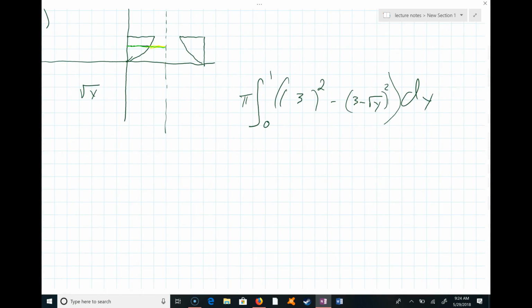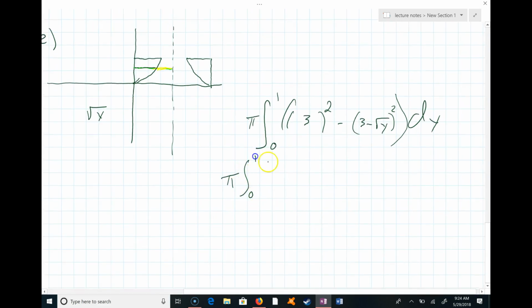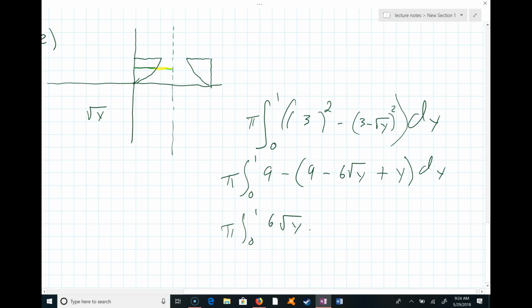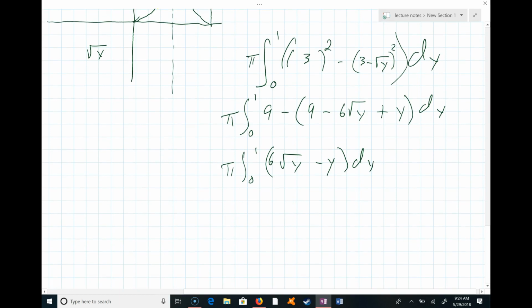Okay. So then, of course, we can finish this by going pi, and that's going to be the integral from 0 to 1 of 9 minus 6 root y plus y dy. And of course 9 minus 9 is 0, but that's going to turn that into a positive 6 times the square root of y and a negative y, all that dy. Did a little bit of algebra, but now we're ready to integrate.